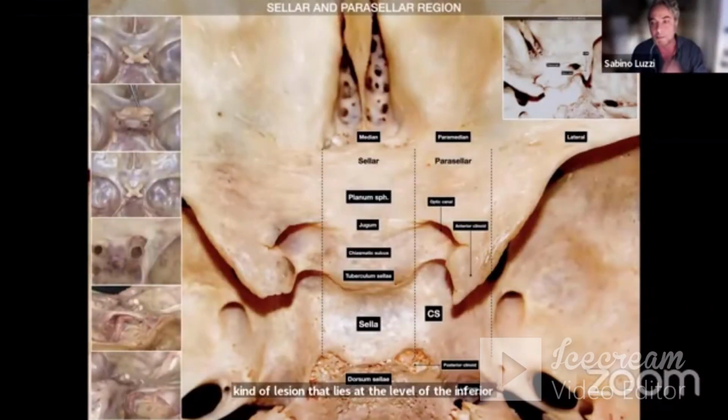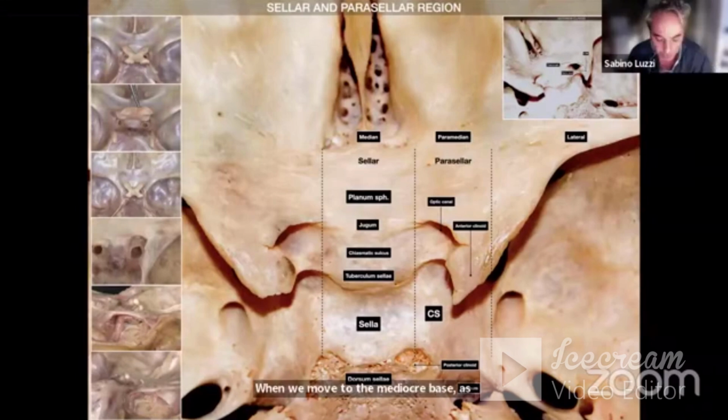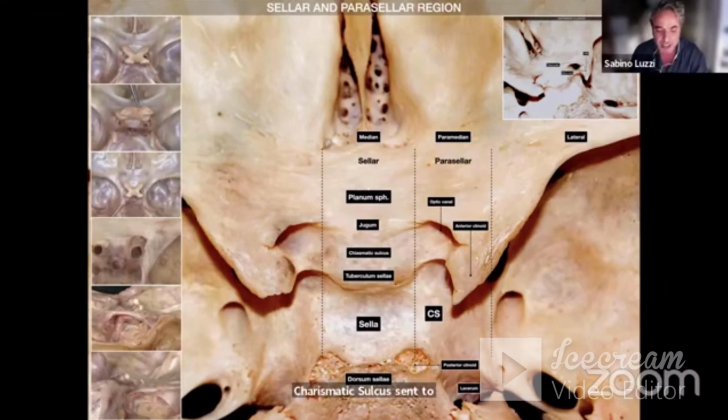When we move to the medial skull base, as I already told you, we should keep in mind that we have some structures that belong to the median corridor, and these structures are the planum sphenoidale, jugum sphenoidale, chiasmatic sulcus, and tuberculum sellae. Tuberculum sellae is the posterior limb of the so-called chiasmatic sulcus. And then we have the sellar region that we usually approach from below. And then we have the dorsum sellae.